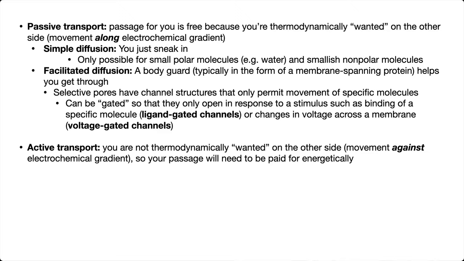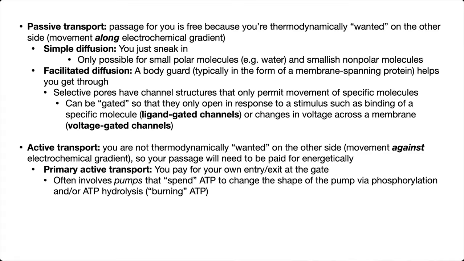Molecules that are moving against their gradients, that are not thermodynamically wanted on the other side, are going to need active transport. So the passage needs to be paid for energetically. With primary active transport, you pay for your own entry or exit at the gate. And this typically involves pumps that spend ATP to change the shape of the pump via phosphorylation and/or ATP hydrolysis, so that burning of ATP.